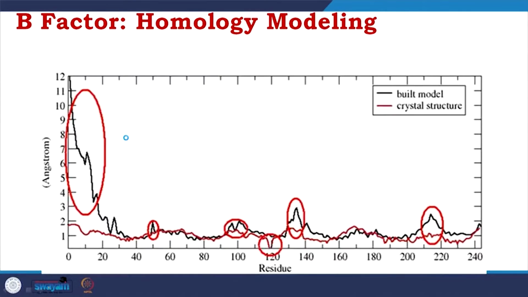This is a comparison of a crystal structure with a built model. You see, in most of the cases they do agree with the crystal structure, but at the initial few residues they show disorderness in the homology model structure. By comparing the B factor, it is one of the ways to check the validity of a homology model if you have the corresponding crystal structure present.